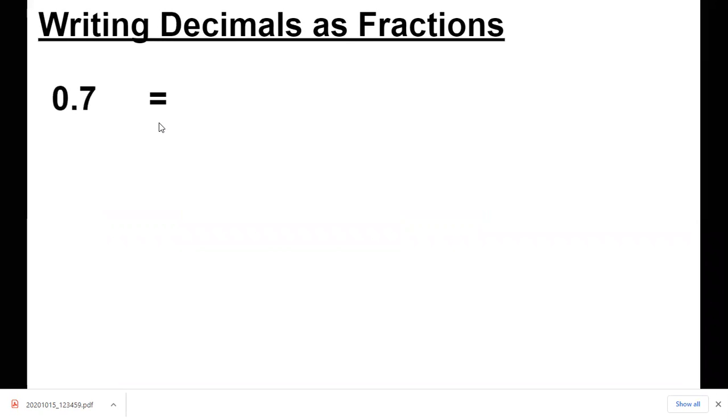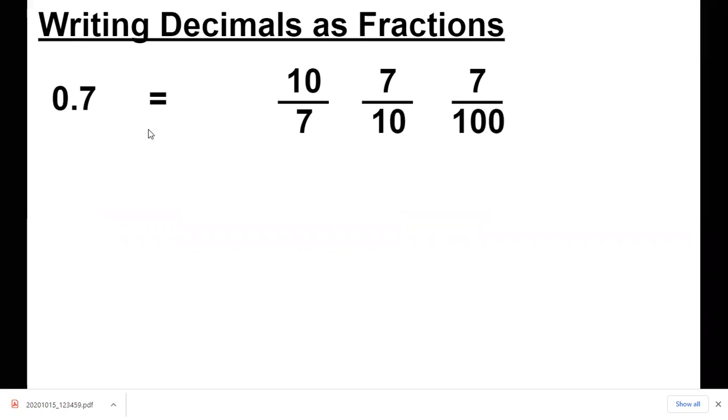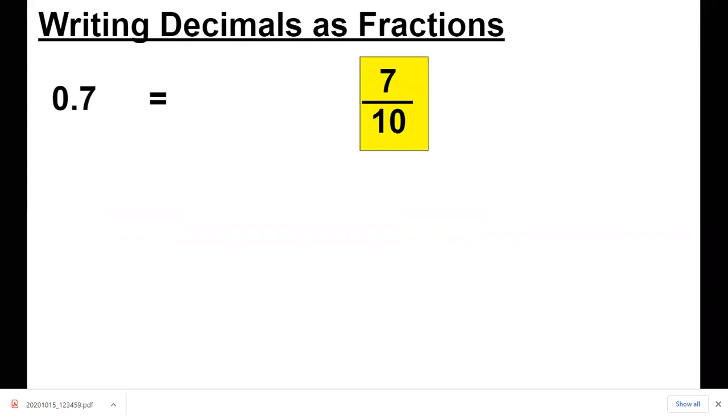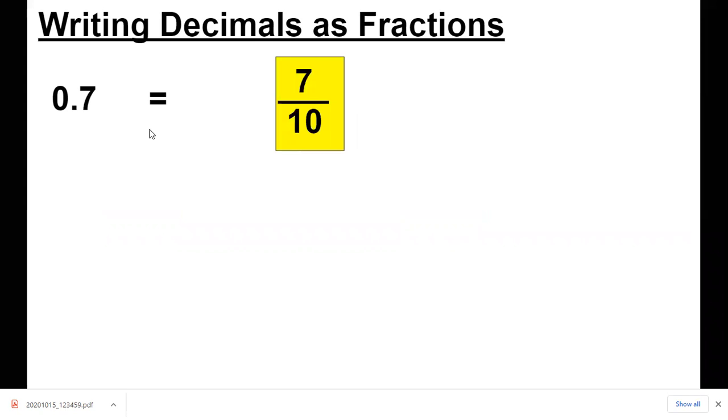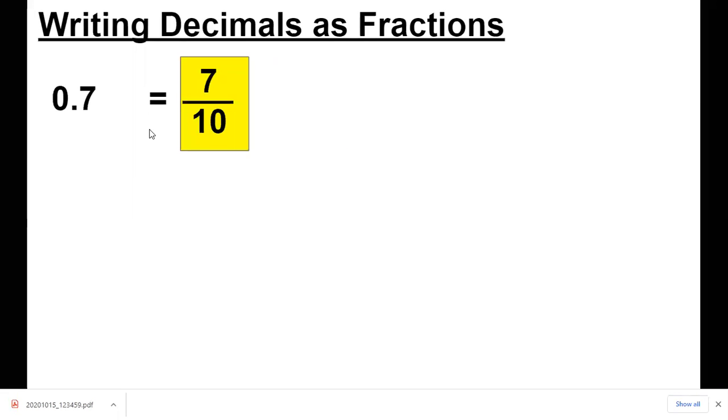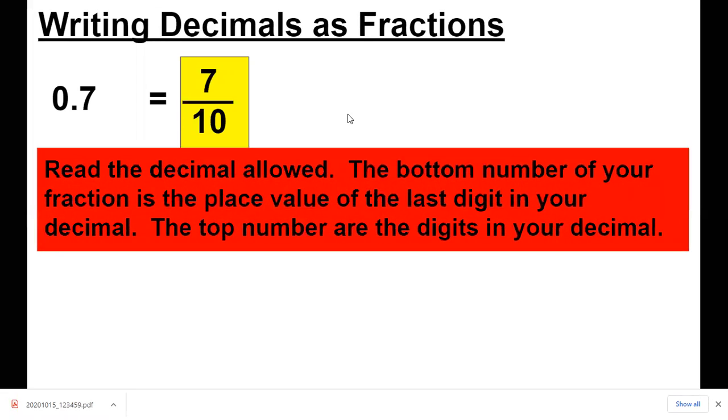We're going to write 0.7 as a fraction. Here are our choices. Which is the correct answer? Goodbye 700ths. Goodbye 10/7. 7/10 is correct. Okay, next one. Read the decimal aloud, 7/10. The bottom number of your fraction is the place value of the last digit in your decimal. It's in the tenths place.